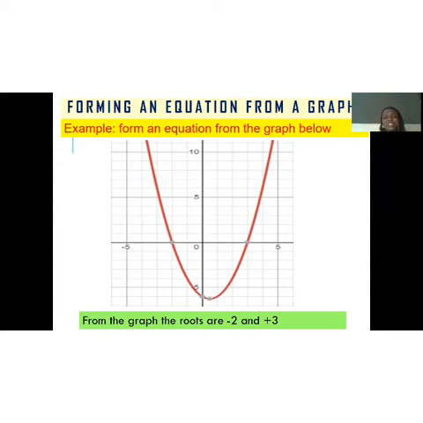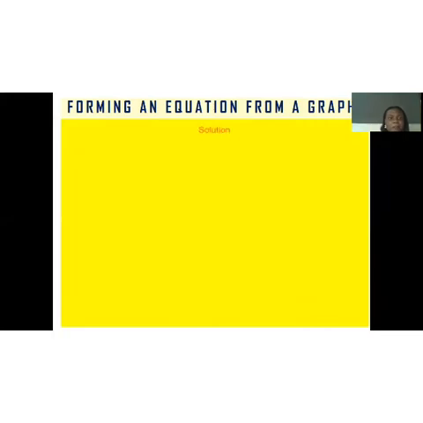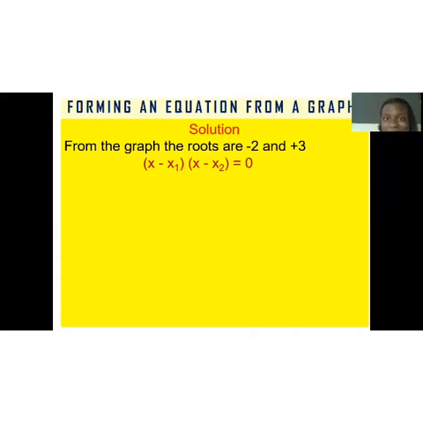Now we're going to take those roots and put them into our equation. So remember that we have the roots as -2 and +3. So we have x minus x1 into x minus x2 equals 0. So we're going to put -2 wherever we have x1, and we're going to put 3 wherever we have x2. So let's look at that. x minus -2 into x minus 3. Now minus times minus is plus, don't forget that. So x plus 2 into x minus 3 equals 0.